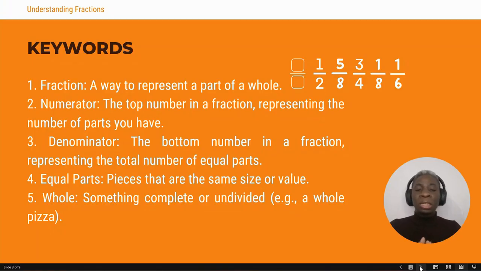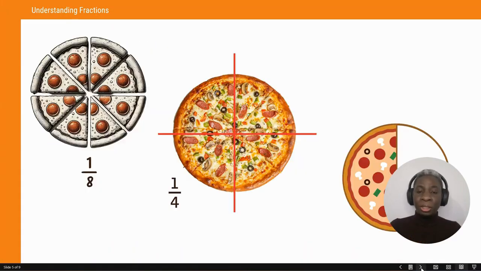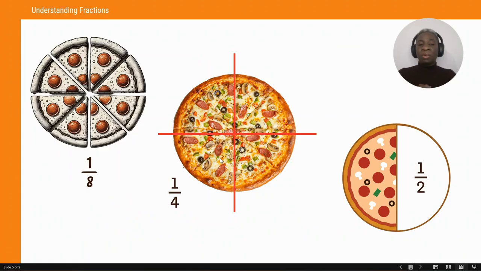So the next one is equal parts. When we say equal parts, it means that each piece is equal in size or value. And when we say whole, it means the whole pizza that we have not divided. So let's move to the lesson. We'll be using a pizza and then the chocolate bar to explain the concept of fraction. Now let's look at this first image.